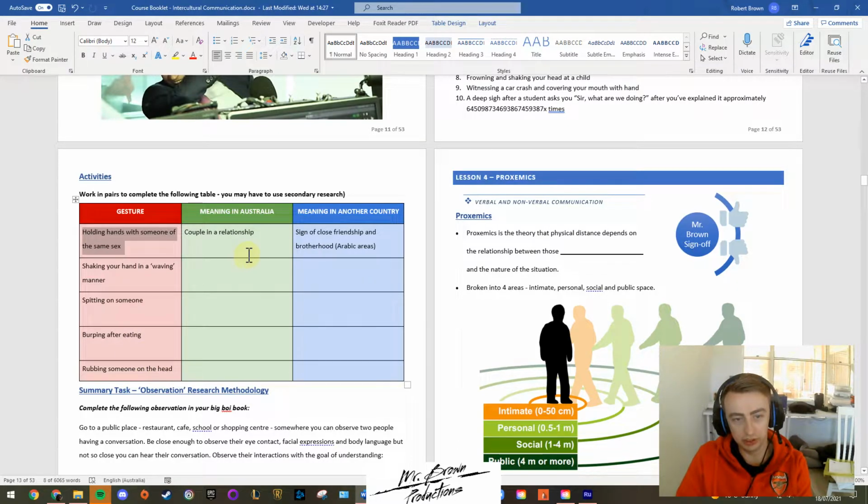So what I want you to do is write down what that non-verbal communication means in Australia, in our cultural context. And then I want you to write down what it might mean in another country. And then in brackets, I want you to indicate which culture or country that forms a part of, okay?